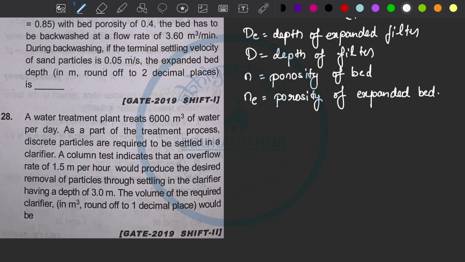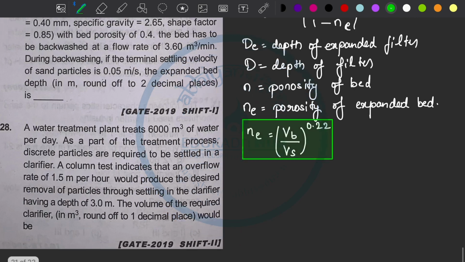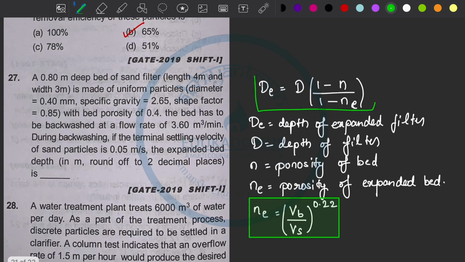This porosity of the expanded bed is given by ne equals (VB upon Vs) to the power 0.22. The porosity of the expanded bed is given by VB upon Vs to the power 0.22. One is this formula, another one is the earlier formula.